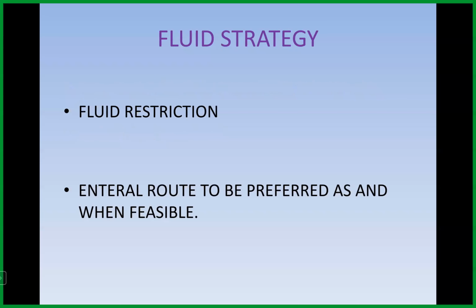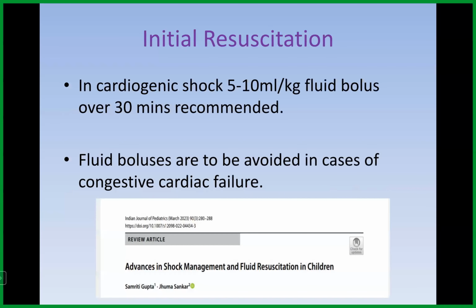So our fluid strategy will be mainly restrictive, and we should prefer the enteral route, like in compensated heart failure. But as we all know, when the acute decompensated heart failure patient presents, we obviously can't go to the enteral route first. First up, we have to resuscitate the patient, and then put them on maintenance, and then we can go to the enteral route. But as early as possible, we should be able to shift it.